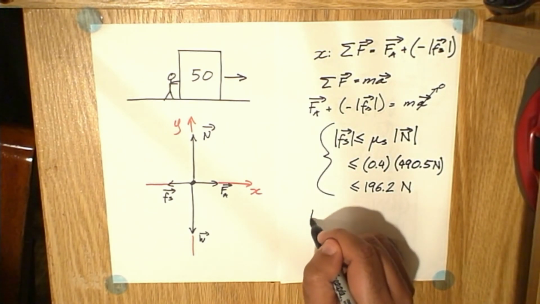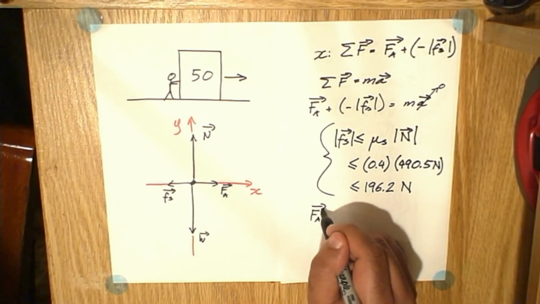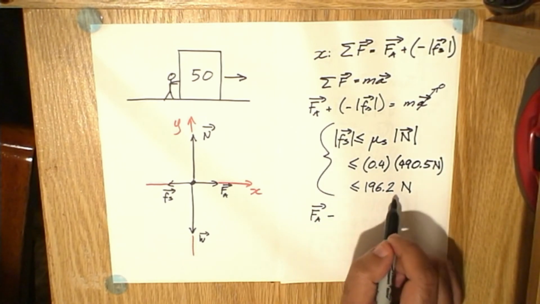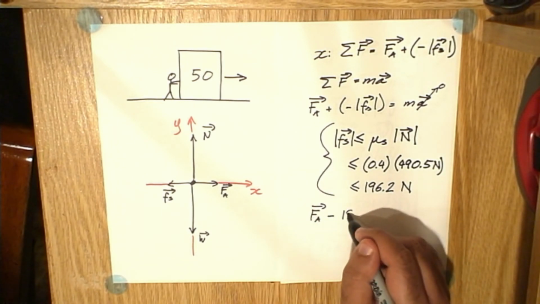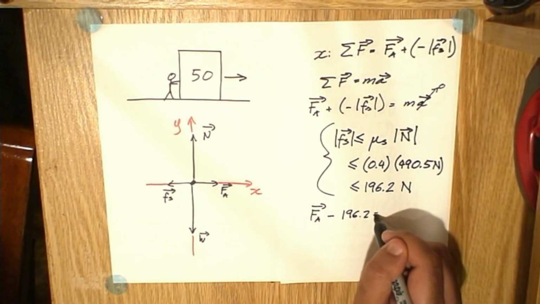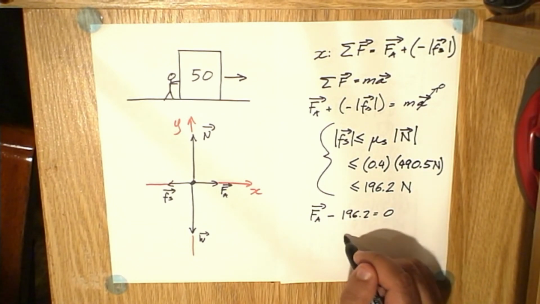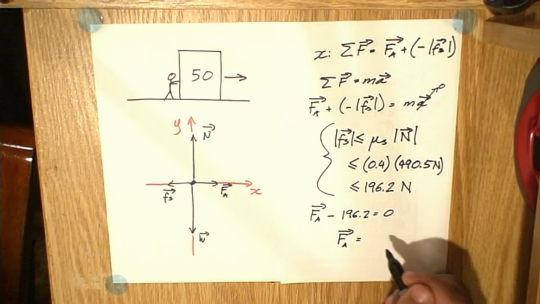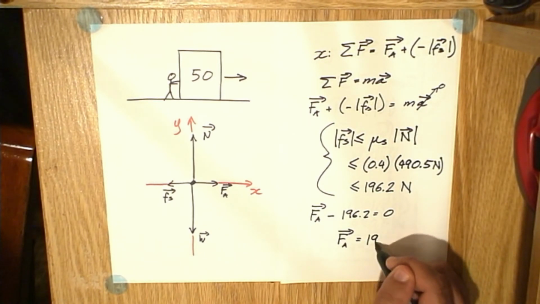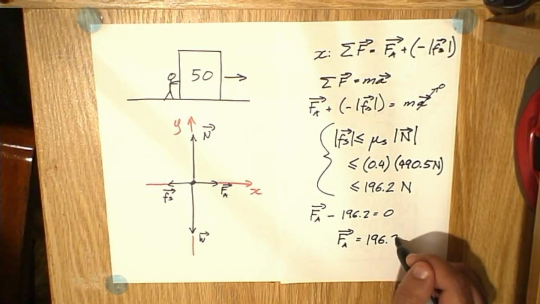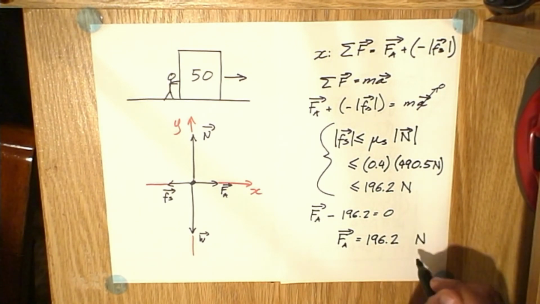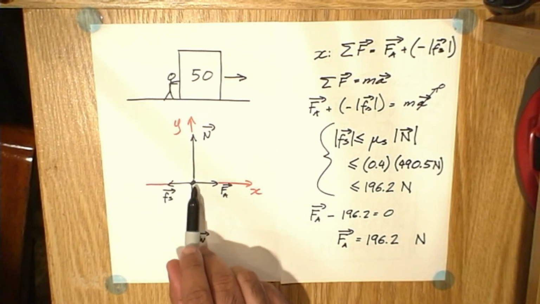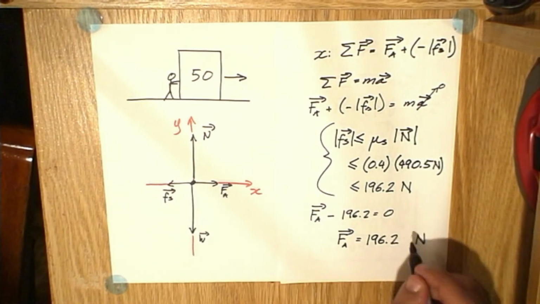So the applied force minus the static friction, the maximum value of which is 196.2, must be equal to 0. So the applied force that you have to provide in order to start this thing moving must be 196.2 newtons, obviously. And since this is in the positive x direction, we should say i hat.